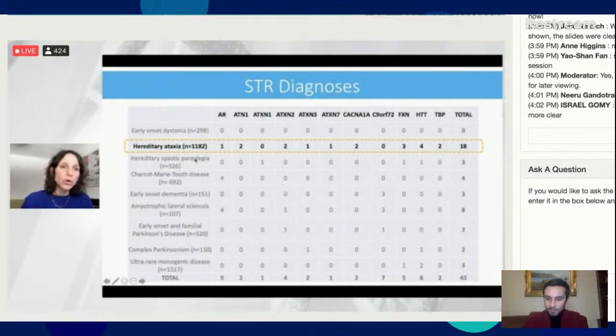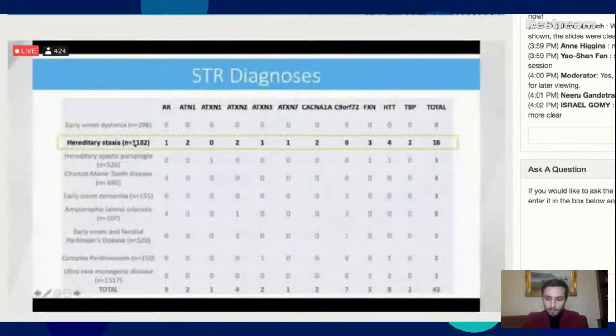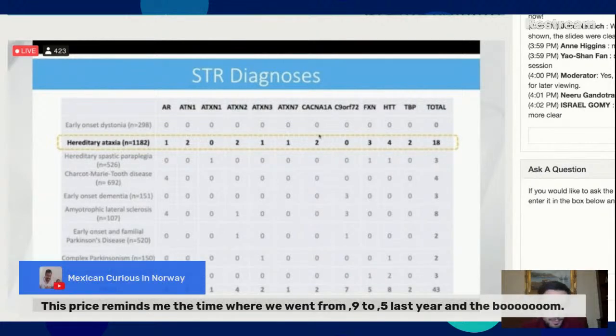So what I'd like to show here is that for diseases that are genetically heterogeneous, such as hereditary ataxia, the pipeline was able to detect pathogenic diagnostic repeat expansions across a range of different STR loci, such as ATN1, Ataxin 2, 3, 7, CACNA1A, and so on, showing that this pipeline may be particularly suitable for genetically heterogeneous diseases.